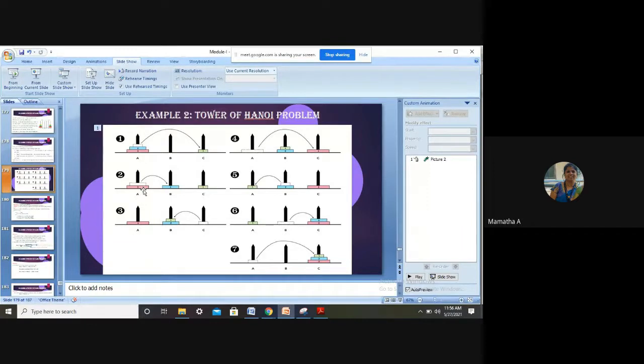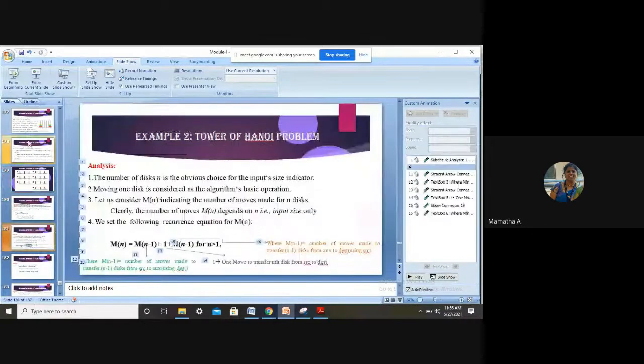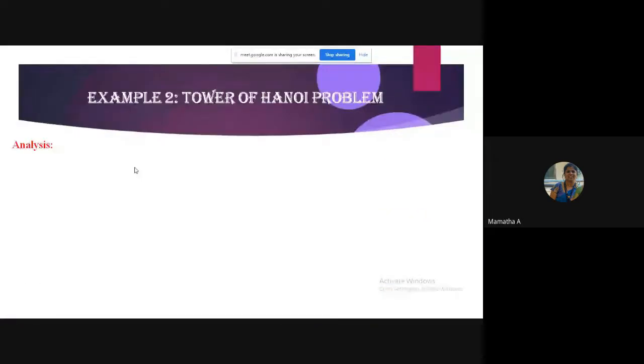See, now the basic operation is not addition, multiplication or comparison. This is a different one: moving the disk. If I move the disk, I will get the final result. If I don't move, I'll be in the same status. So moving the disk will be the basic operation for me. Okay, what is the input size, students? The number of disks. You might have confusion between number of disks and number of pegs. Will the input size be number of pegs?